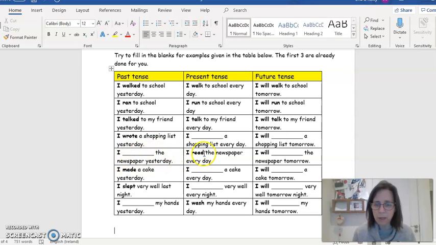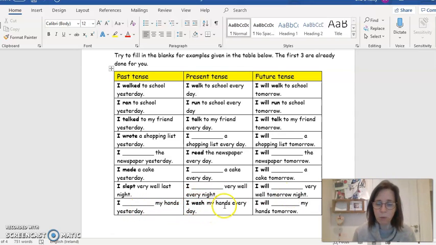You've got the present tense. I read the newspaper every day. So what did you do with the newspaper yesterday? And what will you do with it tomorrow? Okay. Next one is I made a cake yesterday. What will you do to make a cake today? What will you do tomorrow? I slept very well last night. Okay. What do you do every night? What will you do tomorrow night?